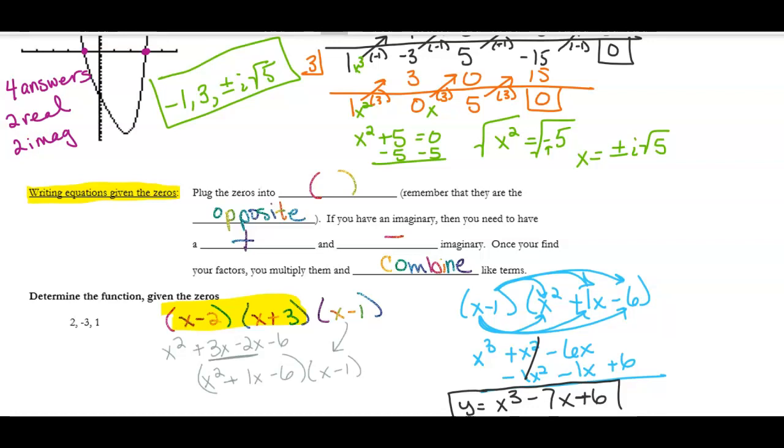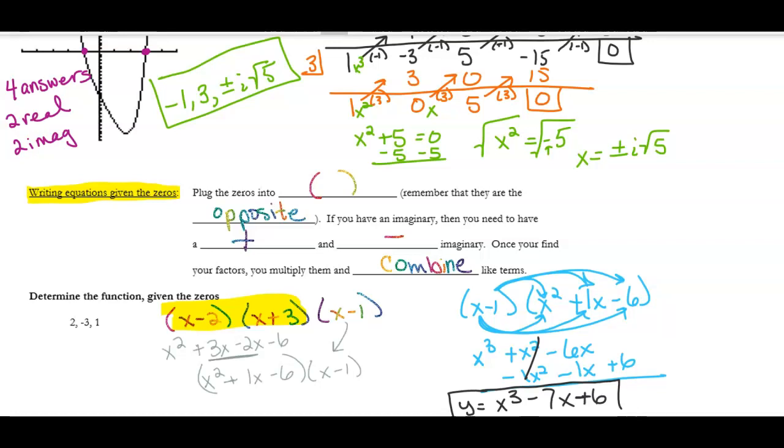Okay, so again, you plug them in the parentheses, and remember to do the opposite, and then you just have to multiply them all together. You cannot multiply 3 at the same time. You have to do 2 together, find that answer, and then multiply it by the last one.